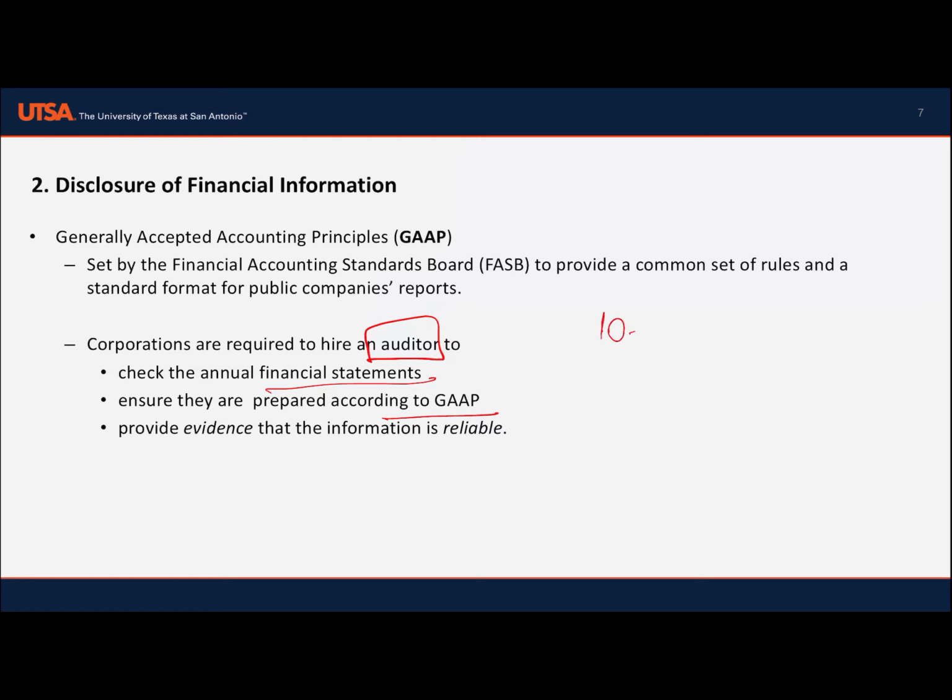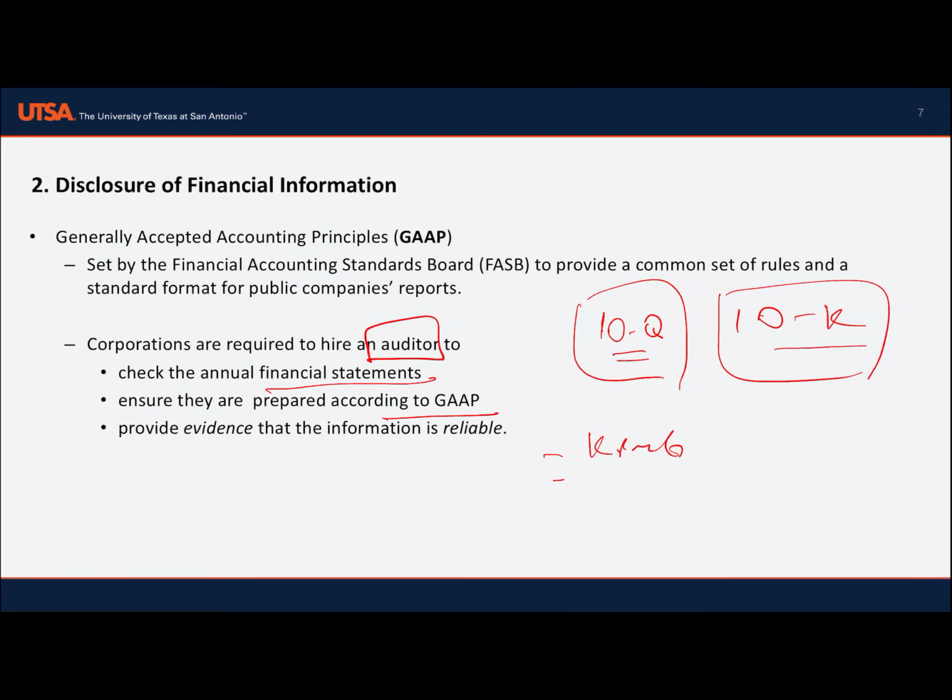So each 10Q and 10K filing should be audited by auditors. You may have heard of the company KPMG or other independent auditor companies. They audit the filings of public firms on behalf of the shareholders, and they ensure that they are prepared according to generally accepted accounting principles, and they provide evidence that the information in those filings is reliable.